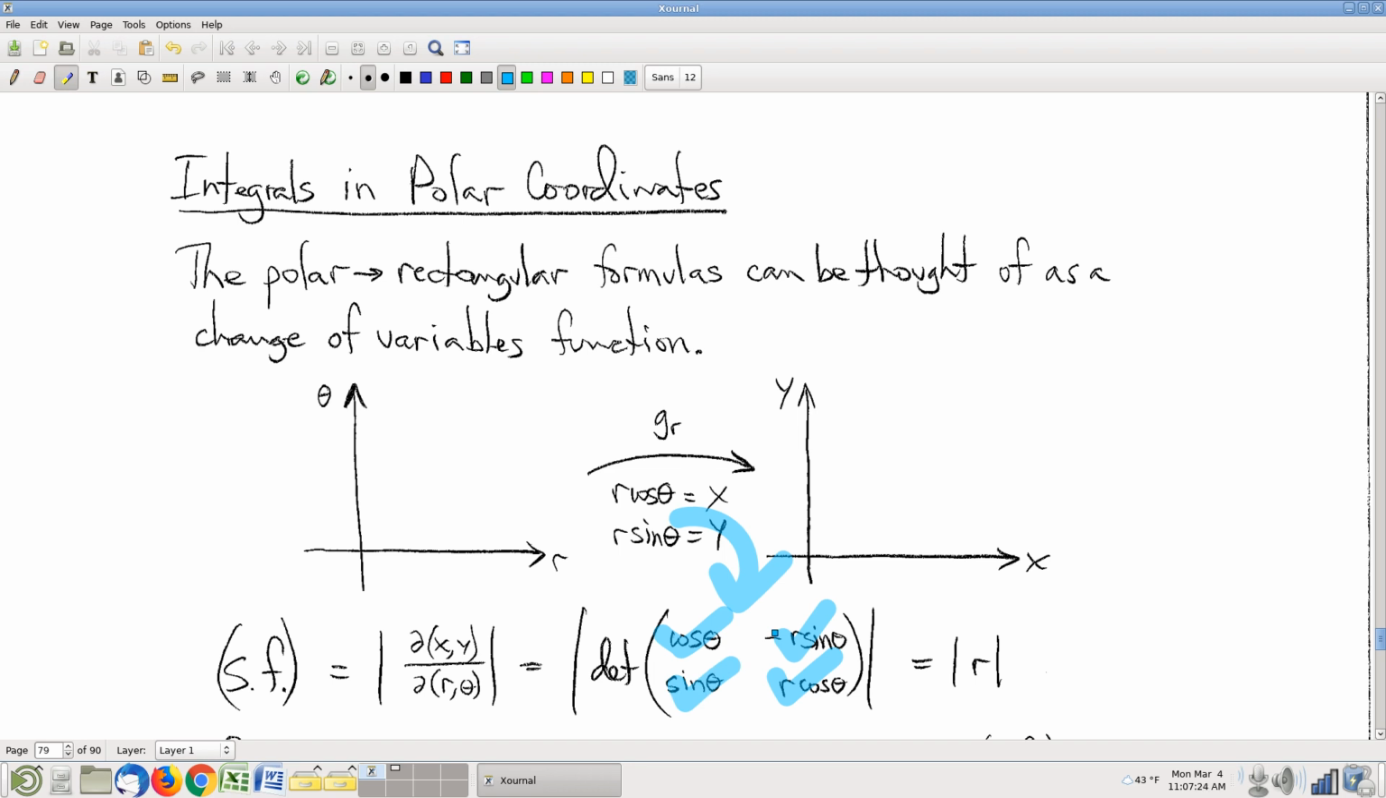Exercise for y'all to do on your own. Got to take the determinant. Don't forget about the fact that we have this annoying absolute value, but look how simple that result has turned out to be. It's the absolute value of r. That's your stretching factor. Here's another piece of great news.